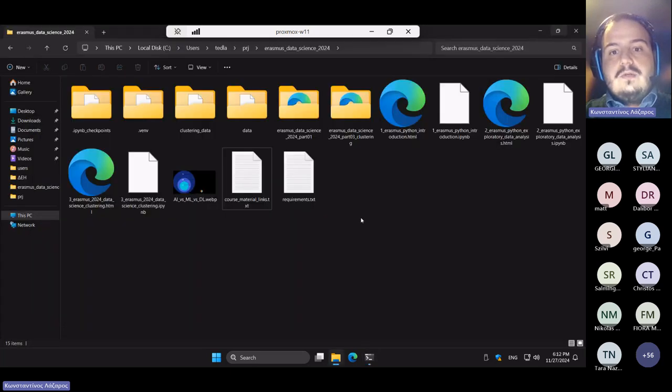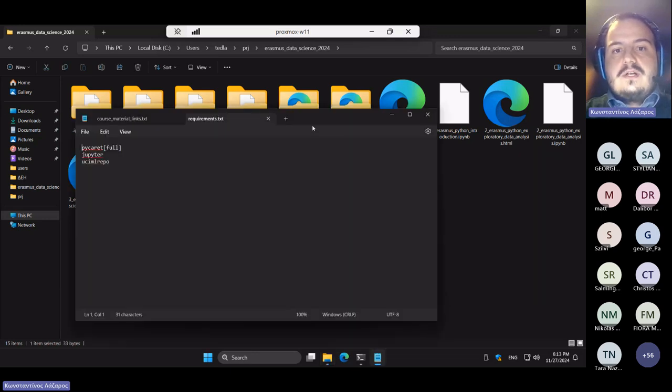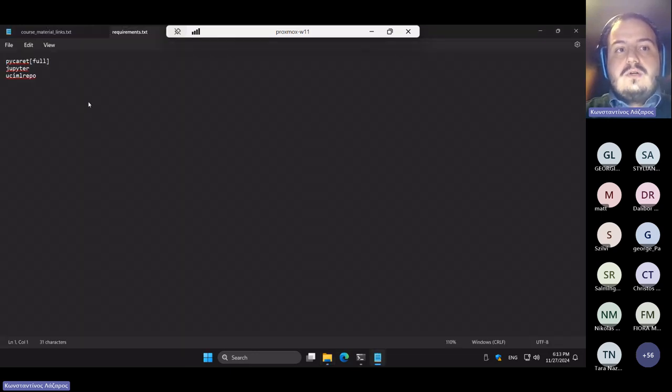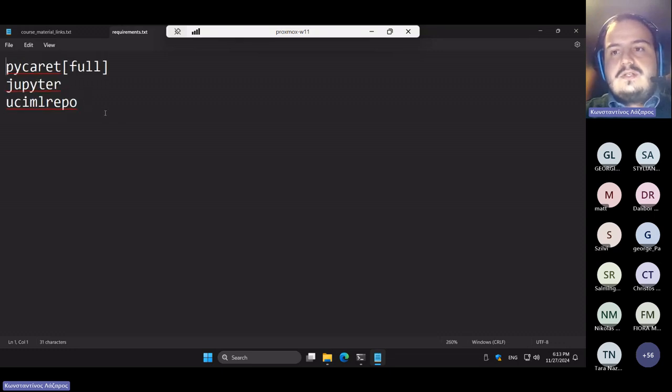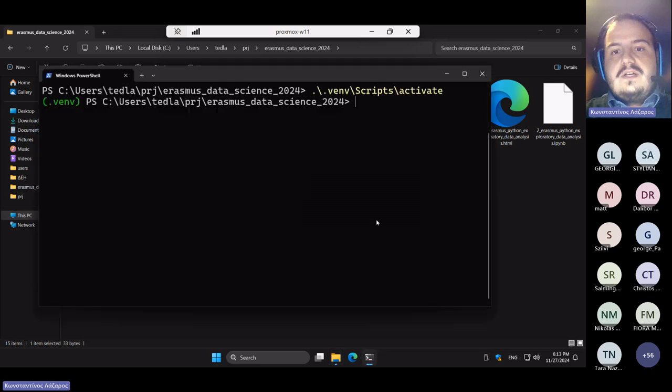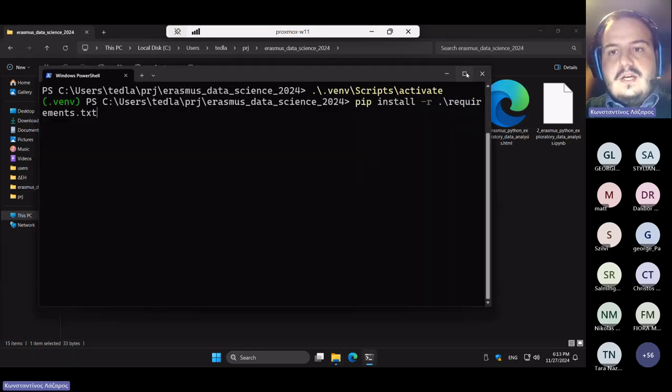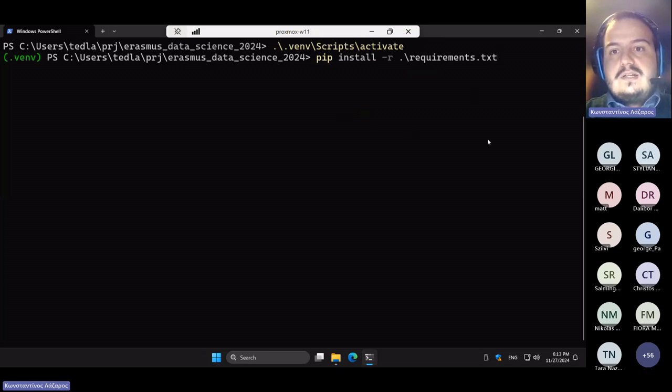The other thing we've also said is that in order to download and install every single requirement I need for my project, I create a txt file called requirements with these libraries, and then use this command in order to install everything correctly.